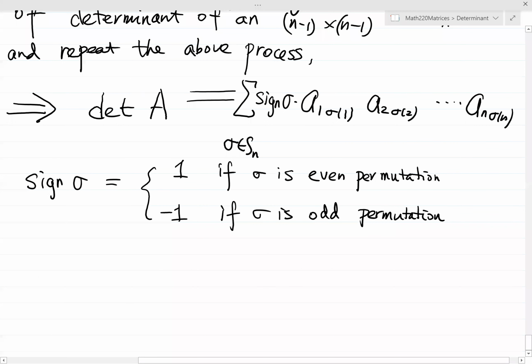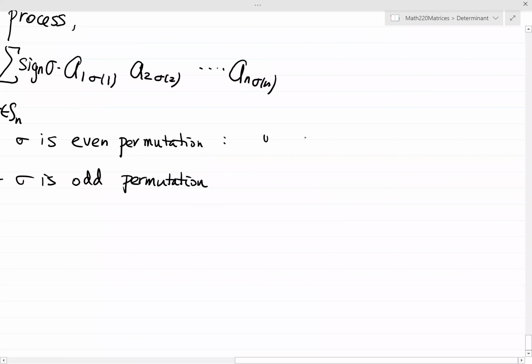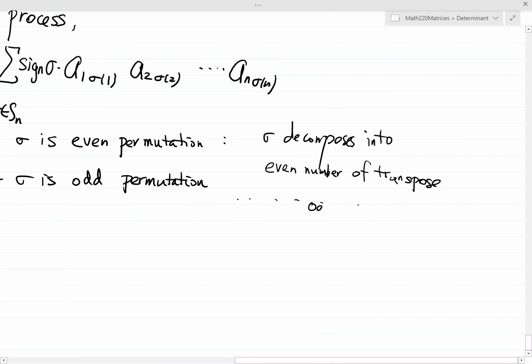Even permutation is defined as follows: σ decomposes into an even number of transpositions. Odd permutation means σ decomposes into an odd number of transpositions.